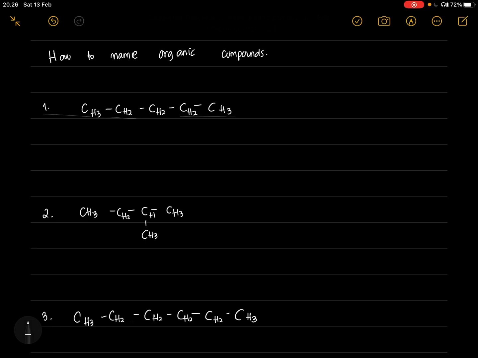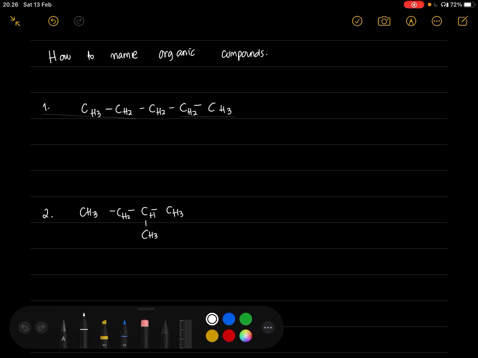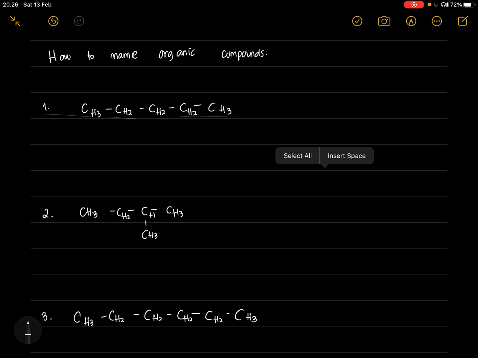So here I want to give the tutorial on how to name the organic compounds. I start from the easy one. So this one is the straight chain of hydrocarbons. And then if you are counting this, there are 5 C's in number one. That's why the name would be only pentane. Because there are 5, it is called pentane.